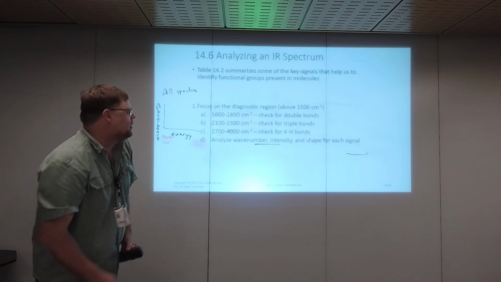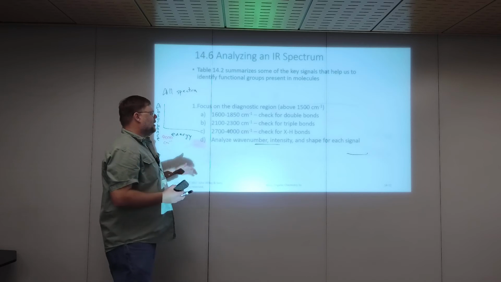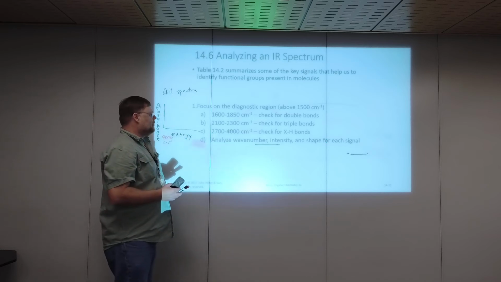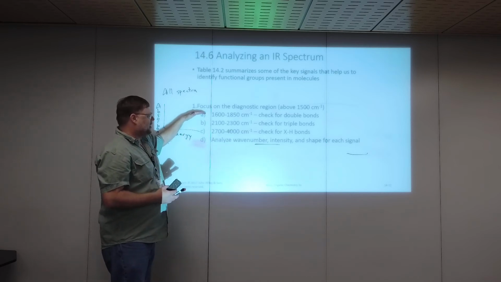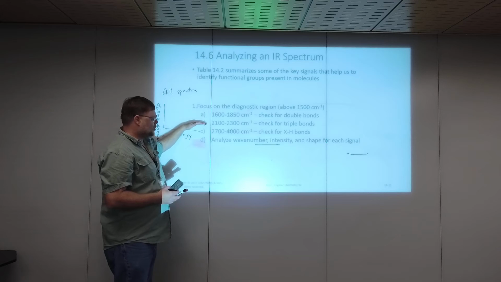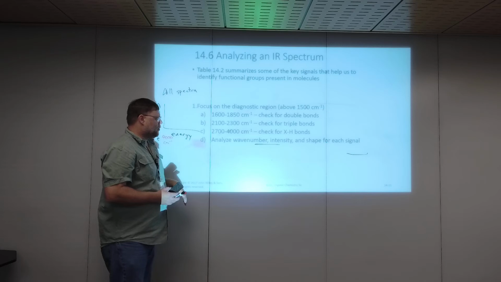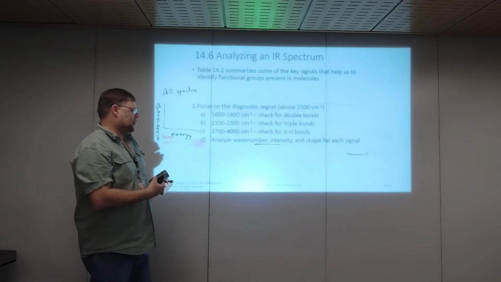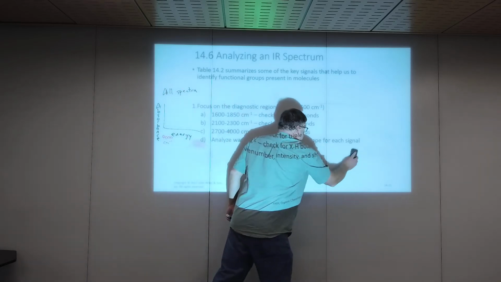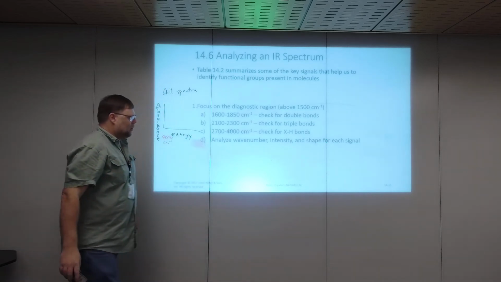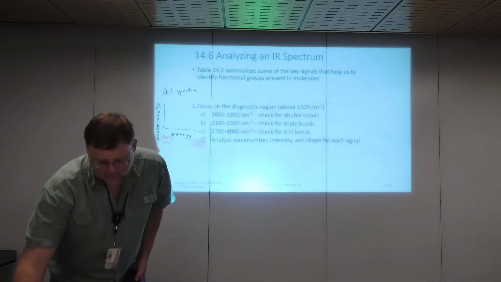All right, so again, the diagnostic region of the IR is above 1500 wave numbers. 1600 to 1850 is going to be double bonds. 2100 to 2300 is going to be triple bonds. 2700 to 4000 is going to be bonds to H. And you're going to want to look at wave number, intensity, and the shape of each signal.